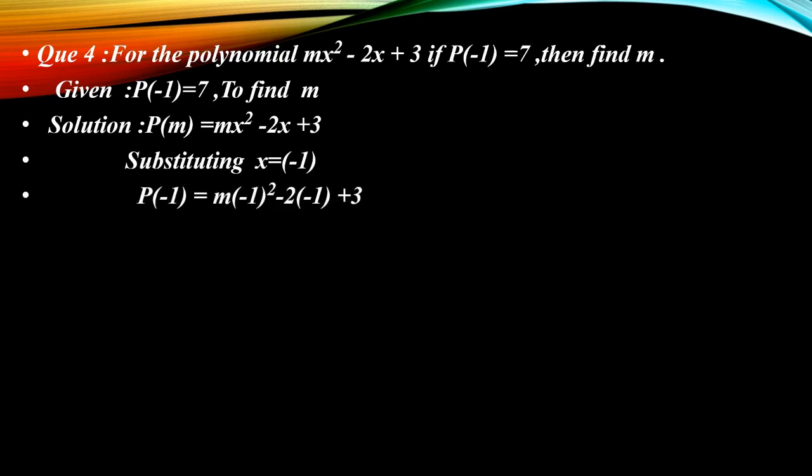P(-1) is equal to m multiplied by (-1) raised to power 2 minus 2 into (-1) plus 3. So P(-1) is given as 7. We substitute it as 7 on the left side is equal to m into 1 plus 2 plus 3. So 7 is equal to m plus 5. Taking 5 to the left side, 7 minus 5 is equal to m. Therefore, m is equal to 2.